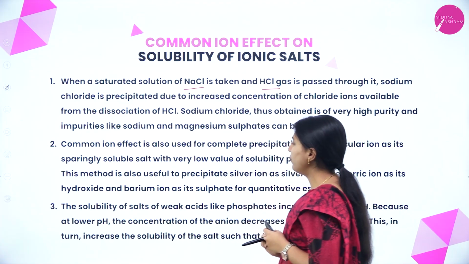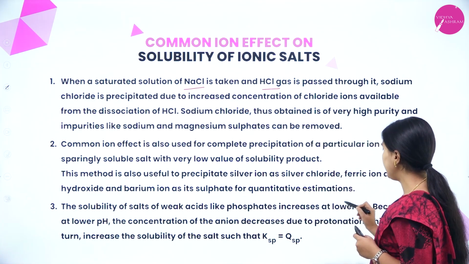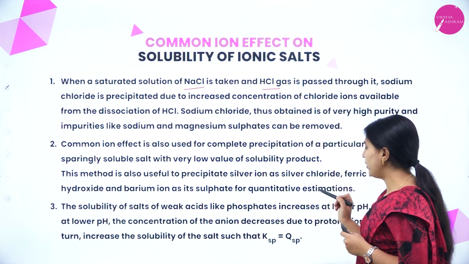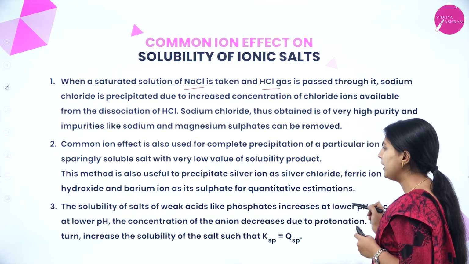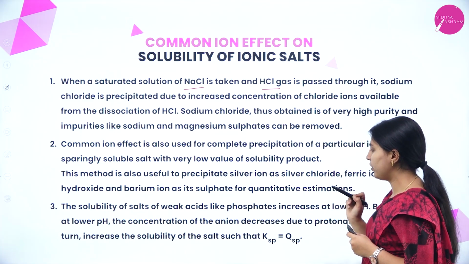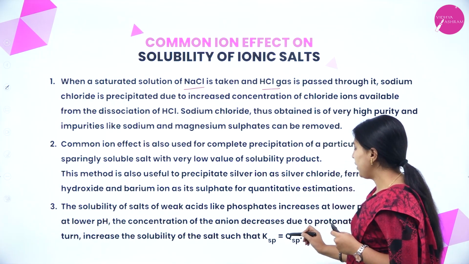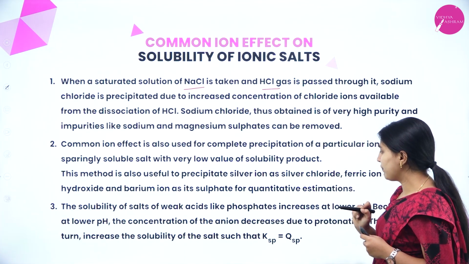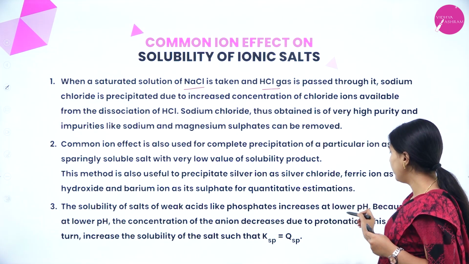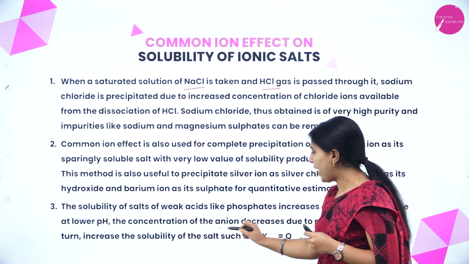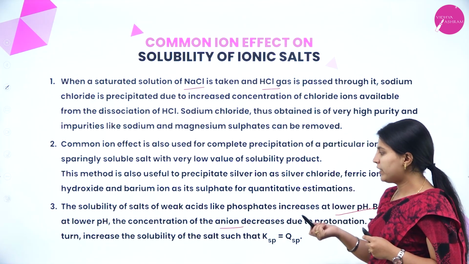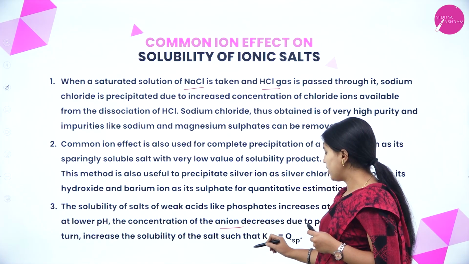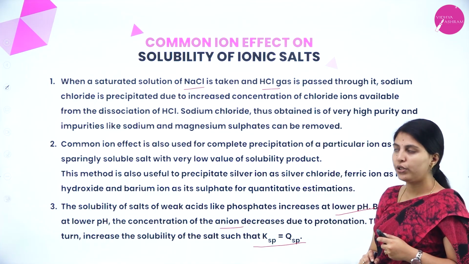The solubility of salts of weak acids like phosphates increases at lower pH, because at lower pH the concentration of the anion decreases due to protonation. This in turn increases the solubility of the salt such that Ksp will be equivalent to Qsp. In the salts of weak acids like phosphates, the concentration of anion decreases at lower pH, and inversely it will increase the solubility of the salt such that Ksp will be equivalent to Qsp.